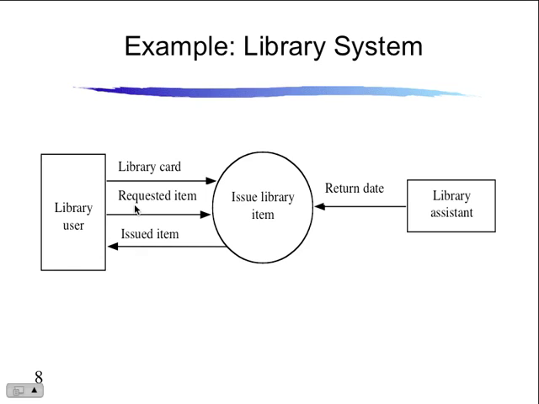Times have changed. Now you just download the PDF. Alright, so the library user requests an item, and they also have a library card. So the library card, the item requested, comes into the issue library item process bubble, and in return they get the issued item that comes back out.